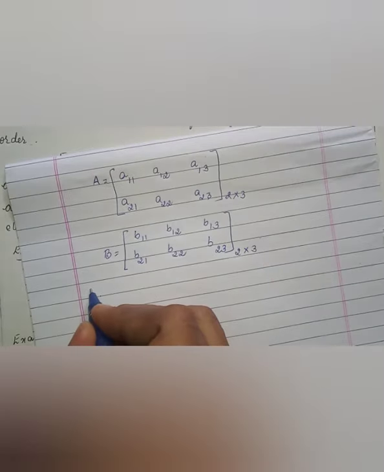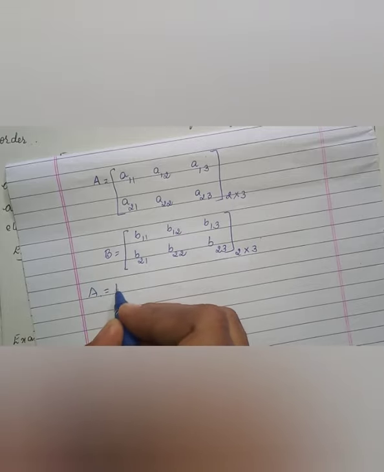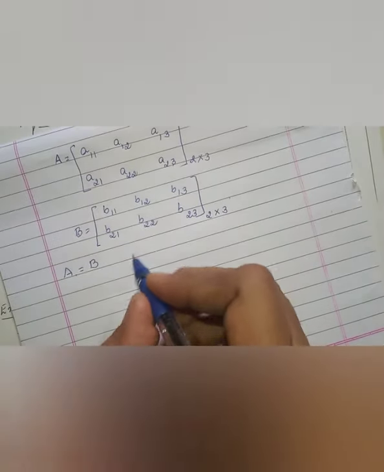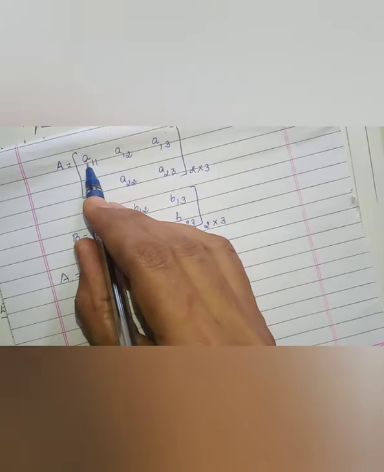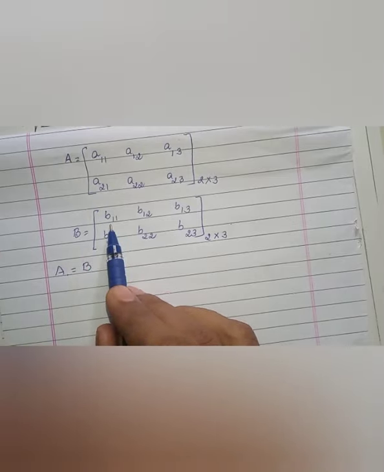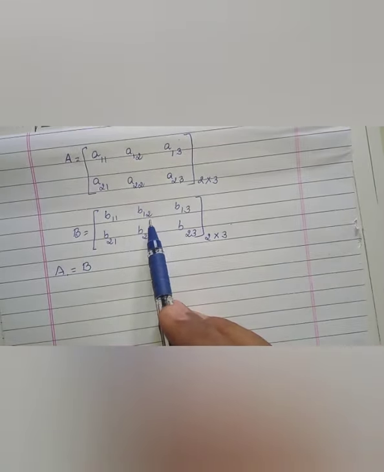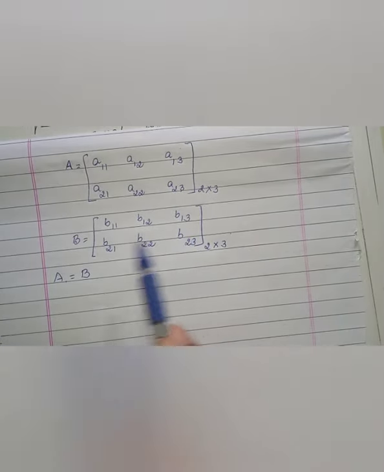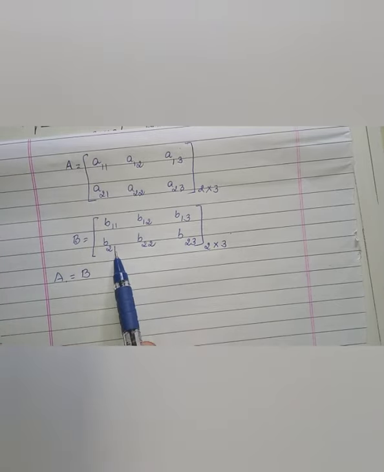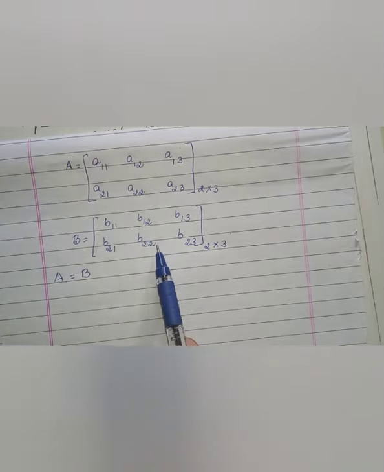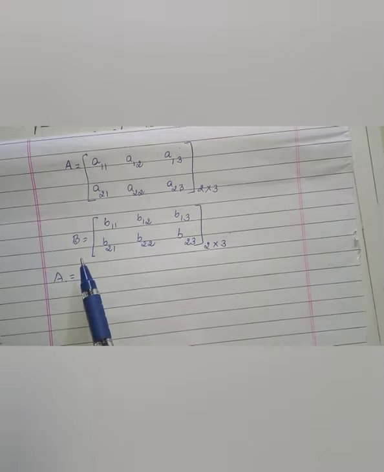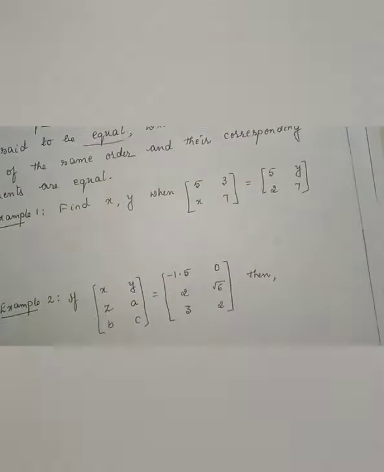Then A is equal to B. The matrix A is equal to matrix B if and only if A11 is equal to B11, A12 is equal to B12, A13 is equal to B13. Similarly, A21 equal to B21, A22 is equal to B22 and A23 is equal to B23. So then only we say that matrix A is equal to matrix B. Let's consider one example here.